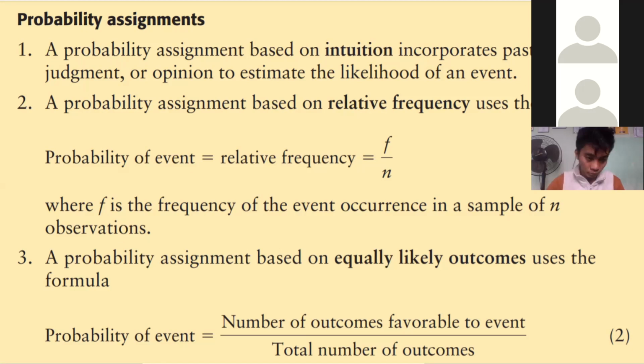Na gantong buwan, malakas talaga ang ulan. Or gantong buwan, summer. So, hindi masyadong maulan. So, that is based on our past experience or based on our intuition. Okay, so that is one. The second one, EJ, number 2.